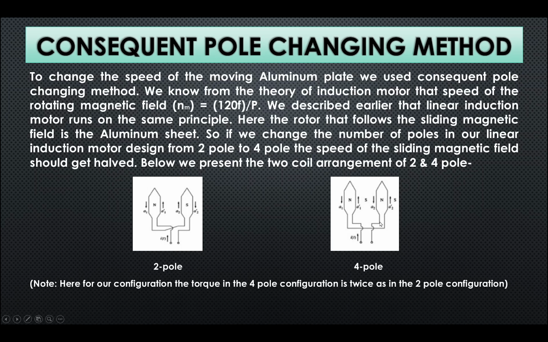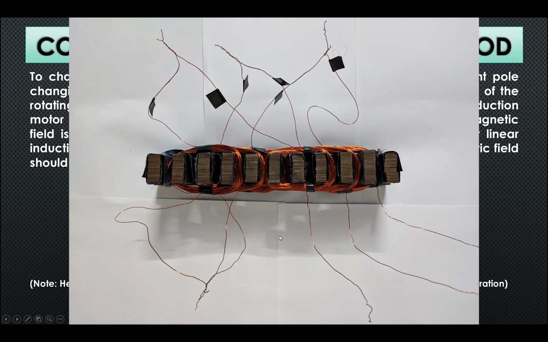Hence a 4-pole machine. From our theory, we can say this configuration will have half the velocity of this configuration. In our project, we also have two sets of three-phase coil. In this coil, we have counterclockwise rotating current, and in this coil, we have a clockwise rotating current. Because of this, here we have a north pole and here we have a south pole, hence a two-pole machine.